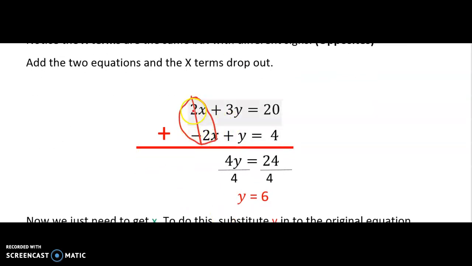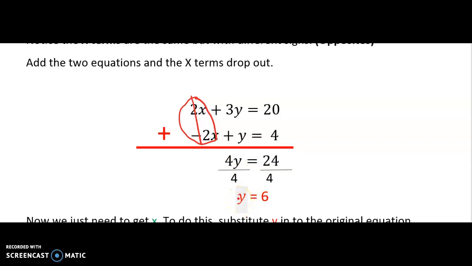When we do that, we see that these two x terms eliminate each other. So then we focus on the y terms. 3y plus 1y makes 4y. Then we continue through the equations. 20 plus 4 is 24. We have 4y equals 24. So we're going to divide both sides by 4 to find that y is 6.